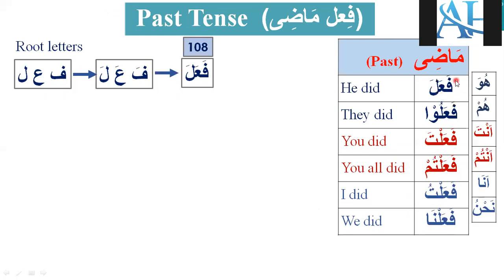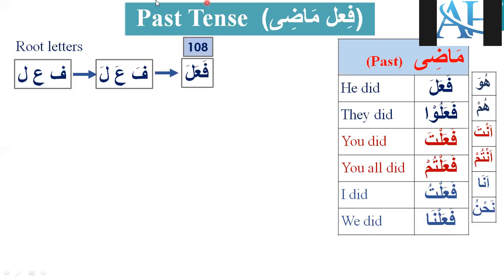So this is madi. Just one word, fa'ala, and we will generate the complete table. If any other word comes, the same shape will be there. We will focus on this fa'ala. But for example, we have ja'ala, he made. Ja'alu, ja'alta, ja'altum, ja'altu, ja'alna. Fa'ala, he did. Fa'alu, they did. Fa'alta, you did. Fa'altum, you all did. Fa'altu, I did. Fa'alna, we did. Here you can see the haraka is very important. If it is fa'alta, it means you did. And fa'altu means I did.